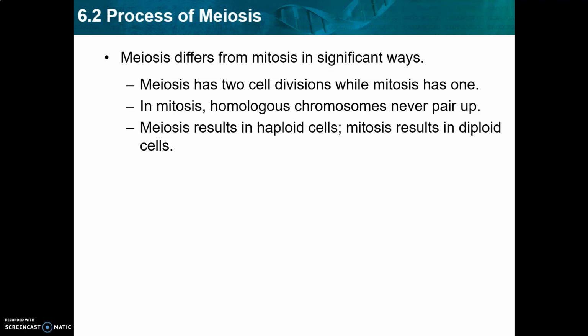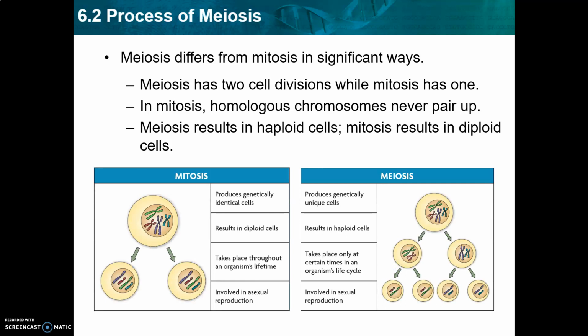At the end of meiosis, we have haploid cells, or cells with only one set of chromosomes. Mitosis, however, resulted in diploid cells. We started and ended with diploid cells, and remember, in mitosis, those cells were genetically identical. So here's a diagram that's comparing the two. We've talked about what most of these things are.